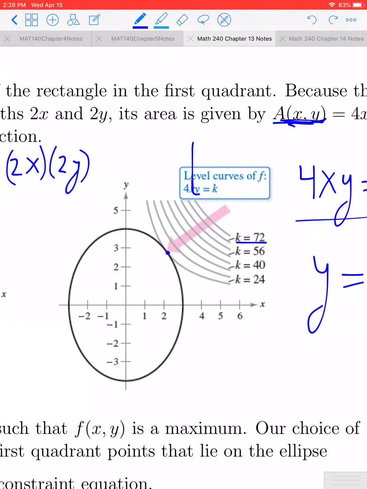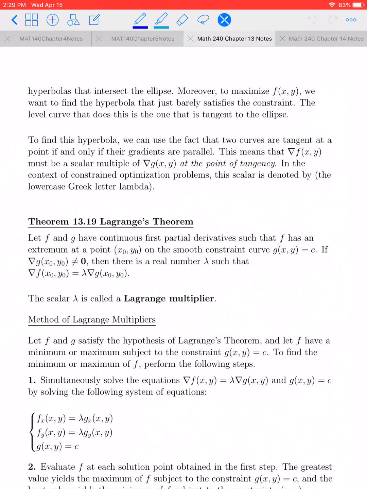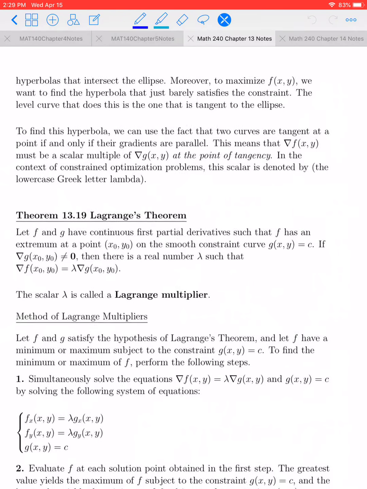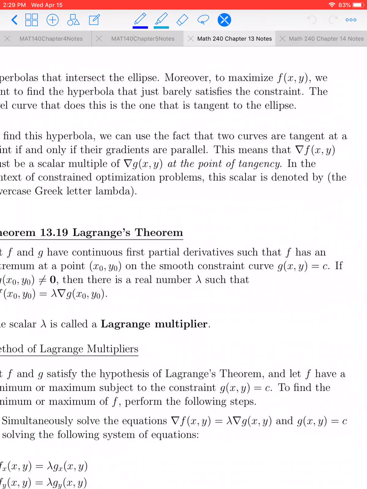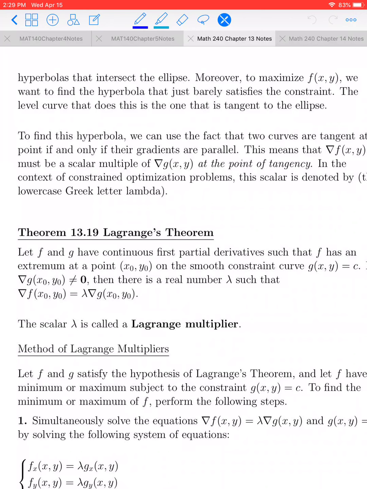And what we notice is that at that point, when the level curve intersects the ellipse, those two curves are going to be tangent at that point. So what does it mean for that constraint equation to be tangent to the ellipse? Well, what this means is that the gradient of f of x comma y is going to be a scalar multiple of the gradient of g of x comma y at the point of tangency.